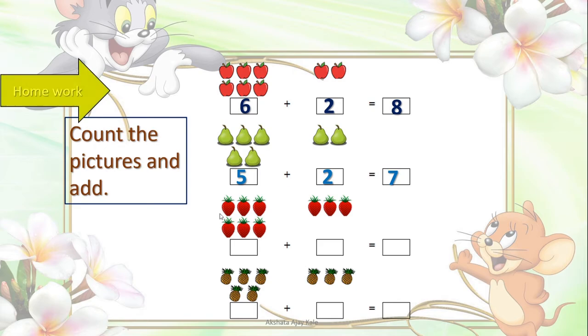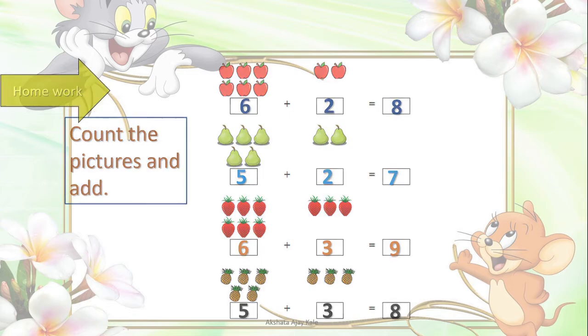Now here strawberries. Again here 6 strawberries plus 1, 2, 3. So 3 strawberries. Together make how many? Yes, 9. Very good. Here pineapples. 1, 2, 3, 4, 5. 5 pineapples plus 3 pineapples. Together make, correct, 8 pineapples. This is all about the last lecture's homework, correct? I hope you have done this in the last lecture, isn't it?